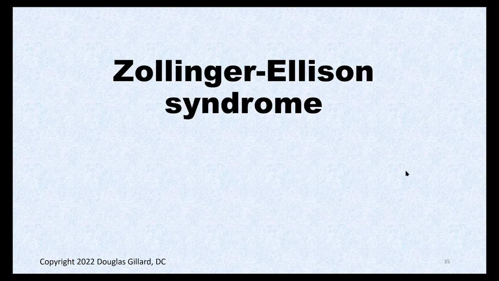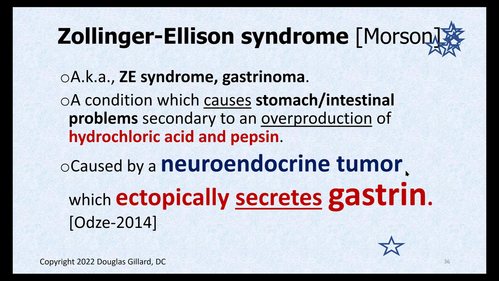All right, let's get into some pathology now. ZE syndrome, Zollinger-Ellison syndrome. Sometimes it's called gastrinoma syndrome, but I think boards will call it Zollinger-Ellison syndrome. It's a condition which causes stomach upset and intestinal upset, and the cause of it is an overproduction of hydrochloric acid and pepsin, for that matter, pepsinogen. What's the cause? It's caused by a tumor, a neuroendocrine tumor that secretes, lo and behold, gastrin.